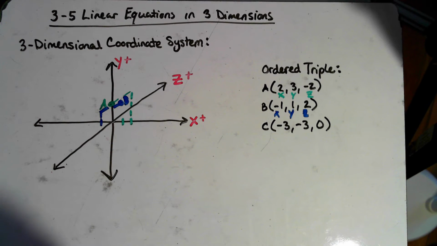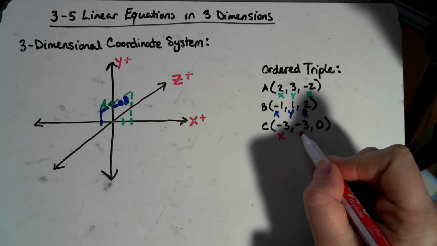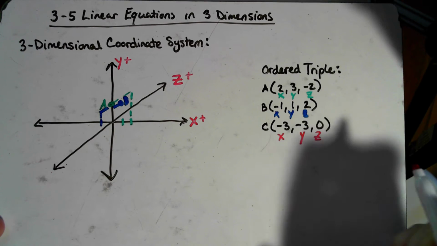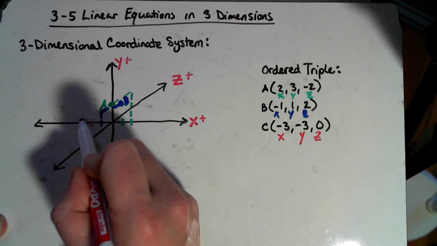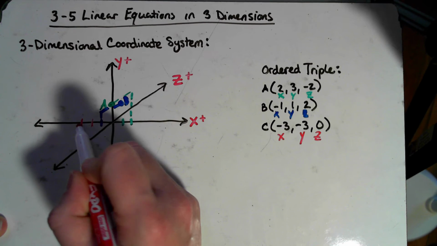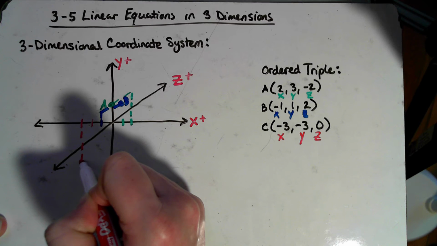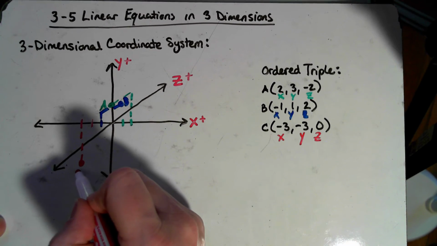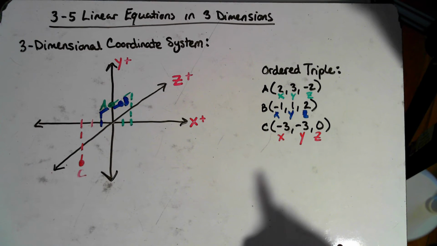Okay. Now the last one I needed was point C. X is -3, y is -3, and 0 on my z. So I'm going to go -3. So 1, 2, 3. Y is -3. So 1, 2, 3. That's parallel to the y-axis. And then there's nothing on the z, so I'm just going to stay right here for point C. Okay? So that's how we graph points.